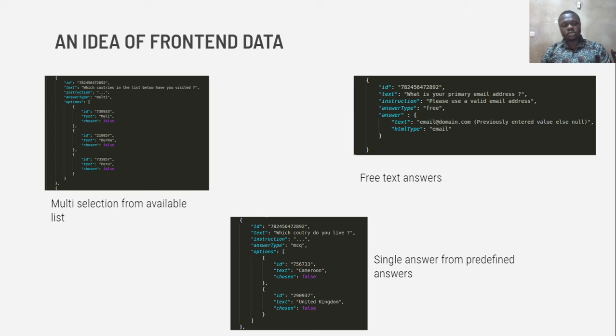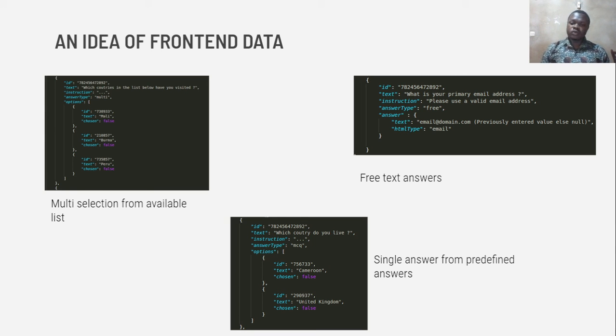So what will the data being sent to the front end look like? In the case of a multi answer, we could have the ID of the question, the text, instruction, answer type, which was the enum, and the options, which is actually the answer of type multi answer, which returns an array of options, and those options have the flag either chosen true or chosen false.